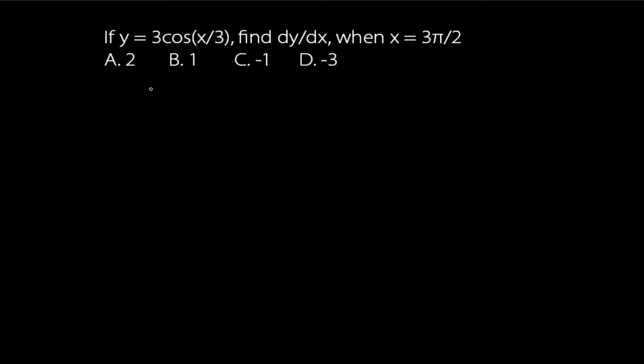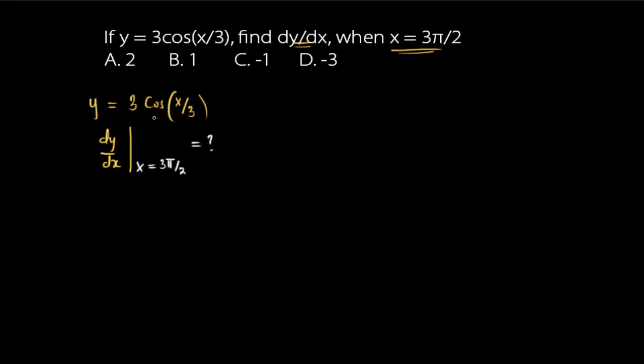So let's start by writing down the problem statements. We've been given that y equals 3 cosine of x divided by 3. Now we're told to find dy/dx, not just dy/dx, but dy/dx at x equals 3 pi divided by 2. So we want to find this.